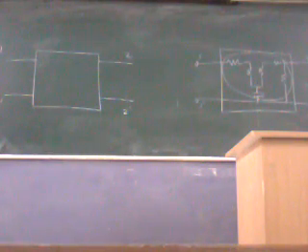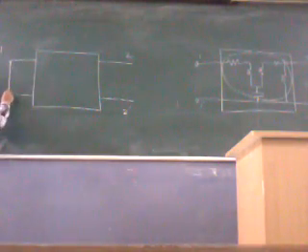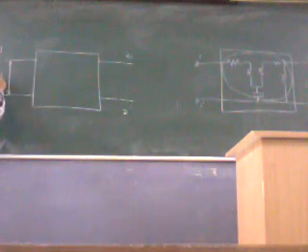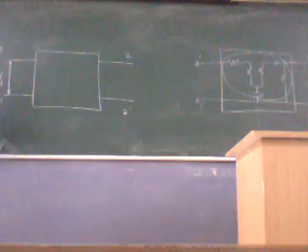Then when these are the 4 points, what is the thing to be talked about? The thing to be talked about is voltage V1, the voltage across 1 1 dash, and current I1.